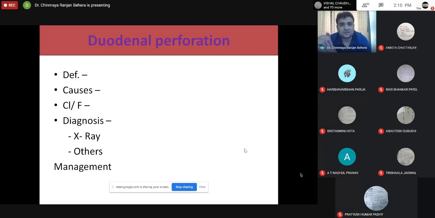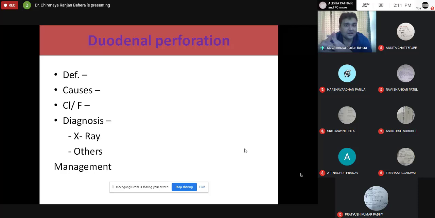Most commonly you will be asked what are the signs and symptoms the patient will present with. So a duodenal perforation patient will present with pain abdomen, okay, then vomiting, and the signs would be board-like rigidity in the abdomen. The patient might be in sepsis, so tachycardia, tachypnea, and dehydration would be there. So skin turgor will be lost. Okay, the urine output may be decreased. So all these things the patient will present with.